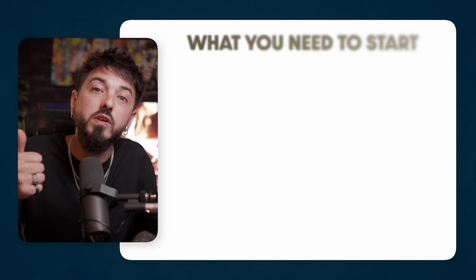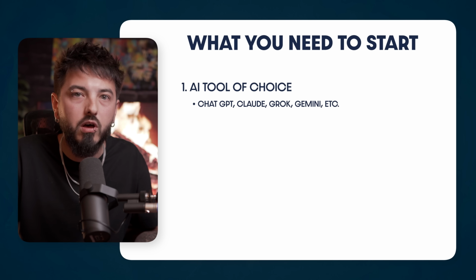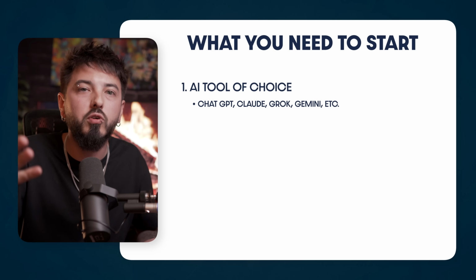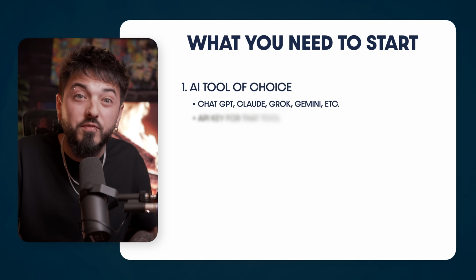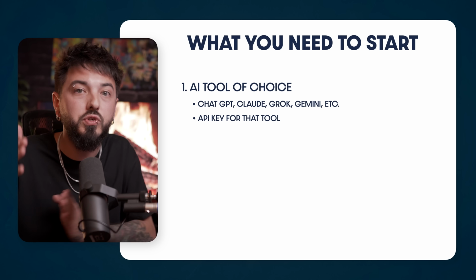But before we get started, you do need a few things. First, you need to have an AI tool of choice. So either OpenAI with ChatGPT, Claude, Gemini, Grok, whichever your preferred AI tool is. And specifically, we need the API key, which is basically just like your private password to your AI tool.